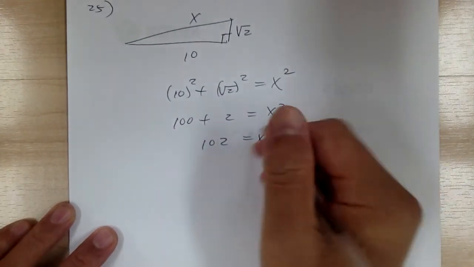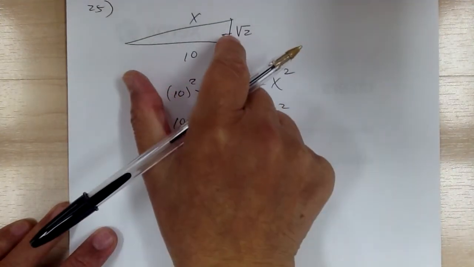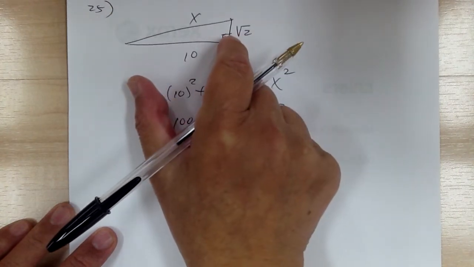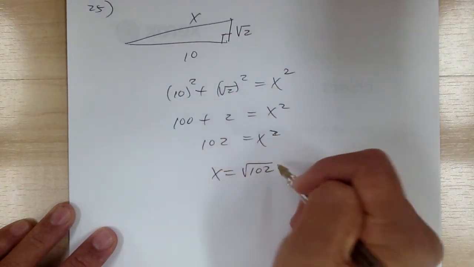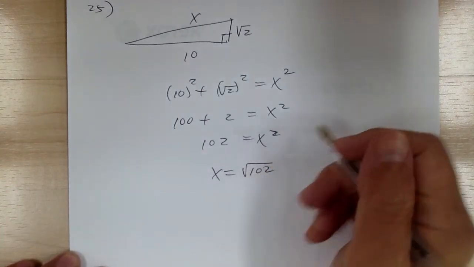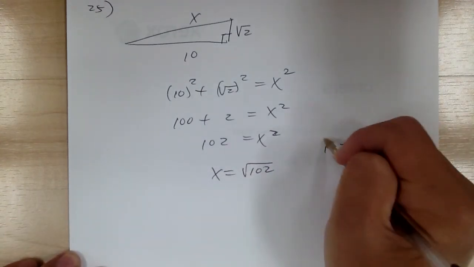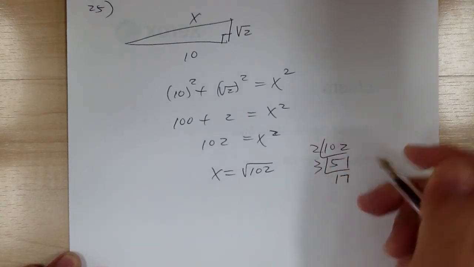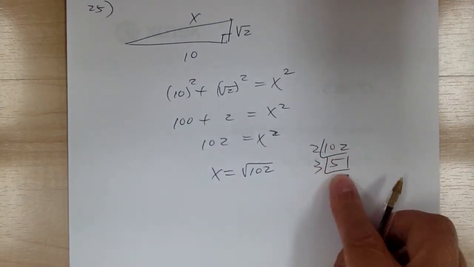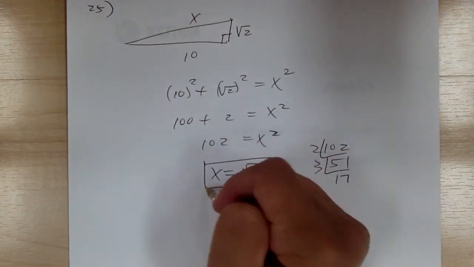Take the square root. Normally you want to do plus or minus, but because this is a real object, you don't need the minus. So just take the square root. So x will equal square root of 102. And if you want to simplify, you can check. So divide by 2, you get 51. Divide by 3, you get 17, and that's it. So there's nothing you can simplify. So this is it.